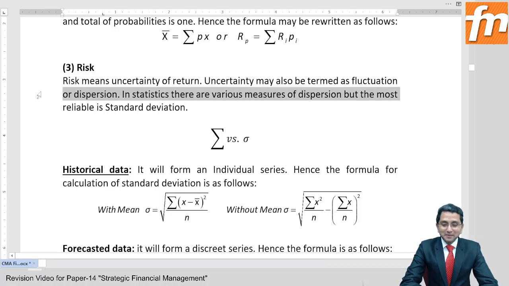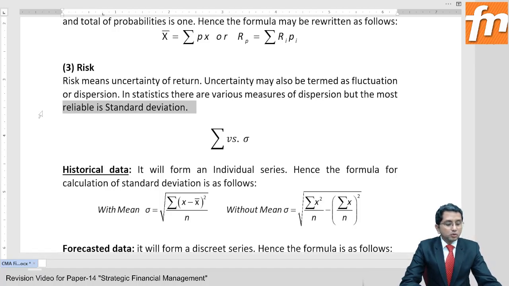Now, dispersion is a statistical term. In statistics, there are various measures of dispersion, like the mean deviation, quartile deviation, range, and standard deviation. Standard deviation is considered to be the most appropriate measure of fluctuation or volatility. What is risk? It's fluctuation, it's volatility, it's dispersion. And in statistics, there is a tool to measure that volatility, that dispersion, which is named as standard deviation.